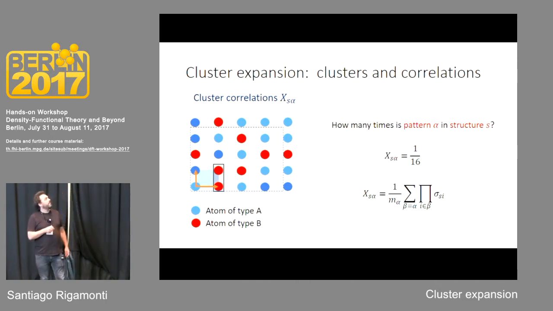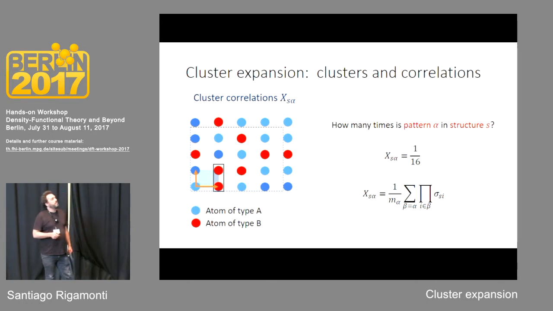If all were red here, this could be just 1. If there is nothing like this here, then you have 0. So a way to write this in a more self-contained way is like this formula here. So you have 1 over the multiplicity of the cluster. So this is basically the correlation between the cluster alpha and structure S.